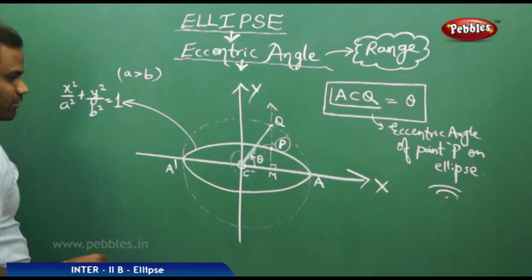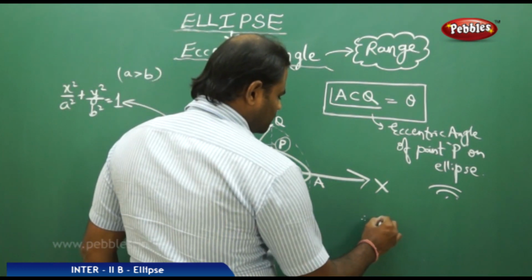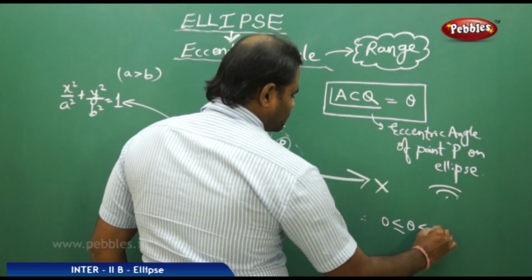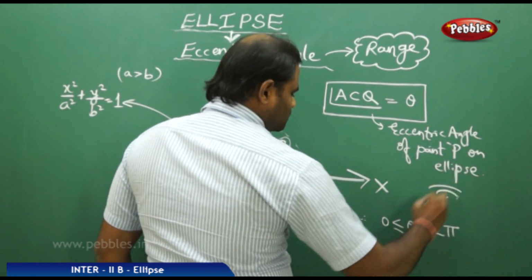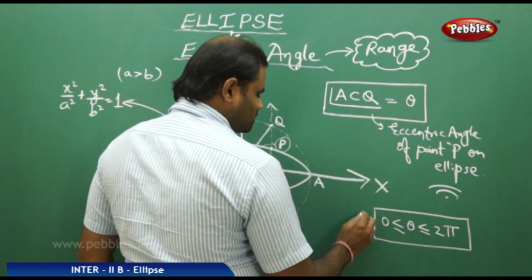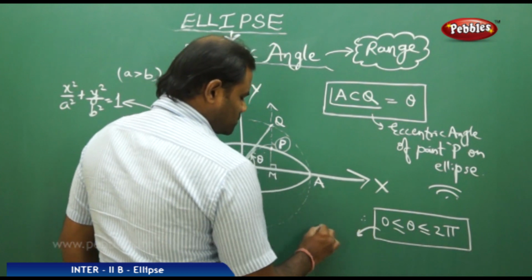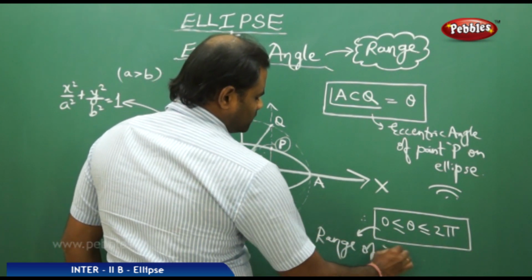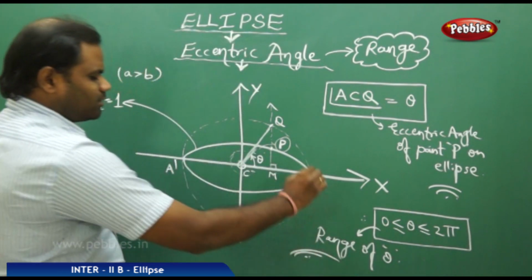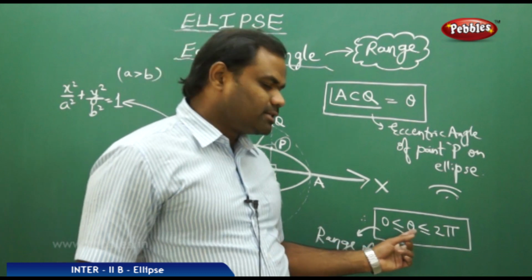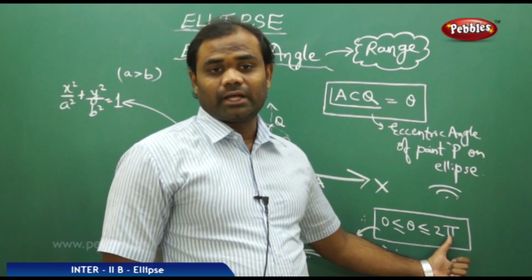Therefore, the eccentric angle theta lies between 0 and 2 pi. So the range of the eccentric angle is that theta lies between 0 and 2 pi.